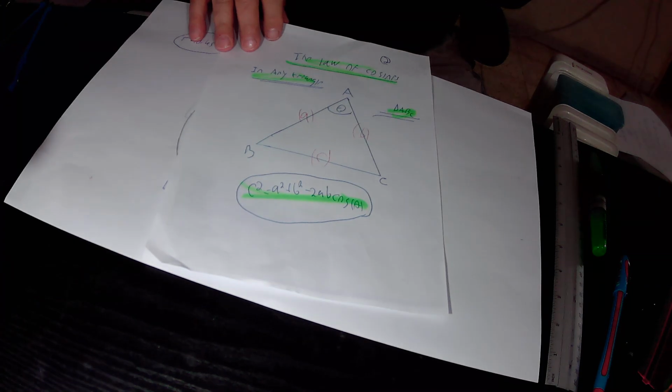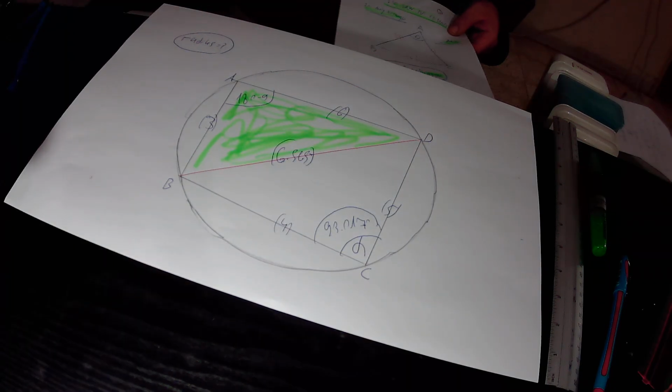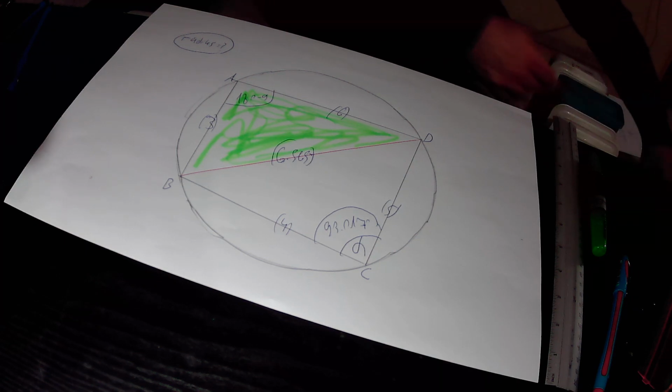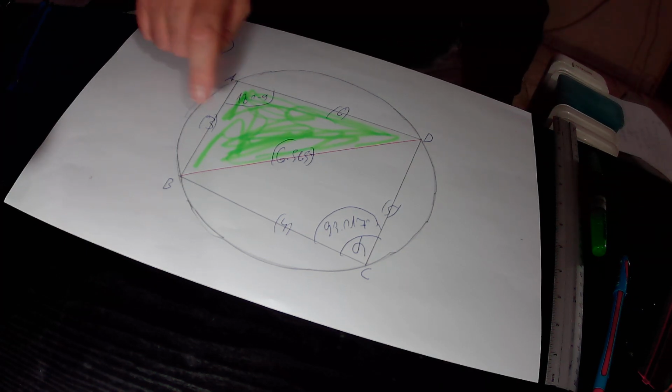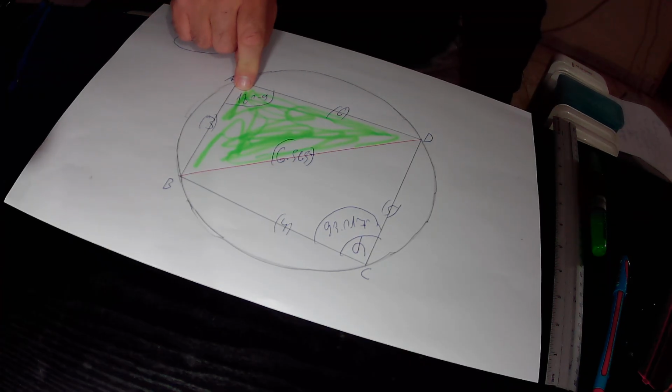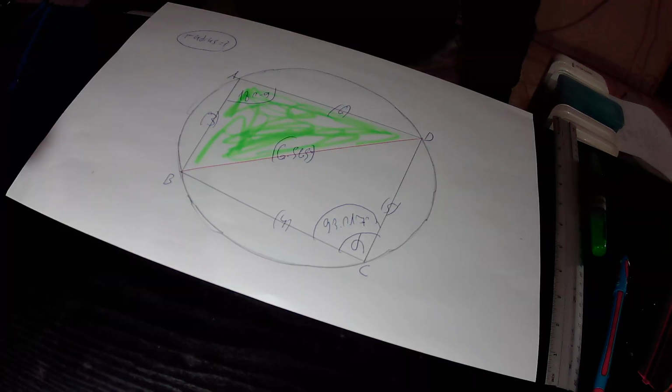So in the first step, we apply the law of cosines to this green triangle ABD. According to the law of cosines, in this green triangle ABD, the following equation is true: BD squared equals AD squared plus AB squared minus 2 times AD times AB times cosine of 180 degrees minus alpha.